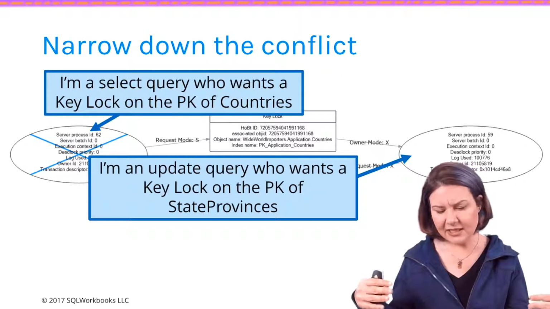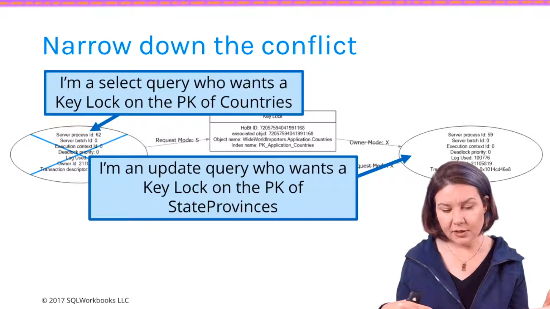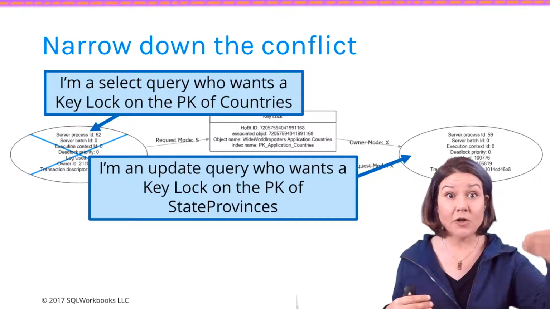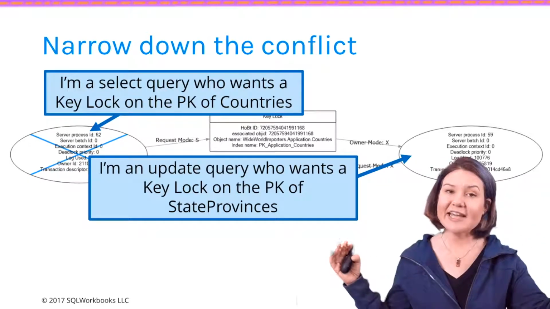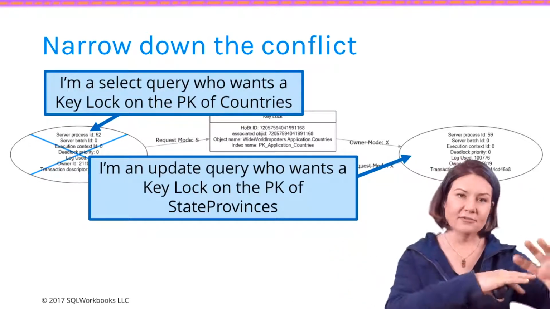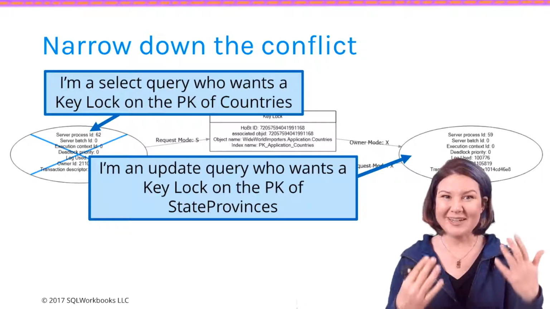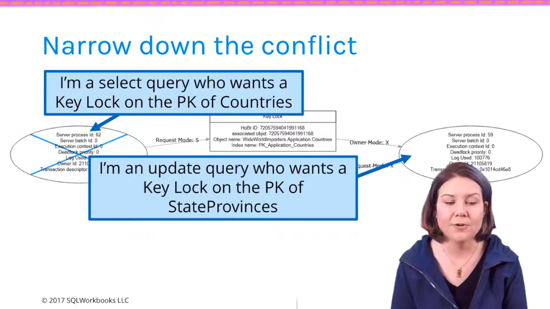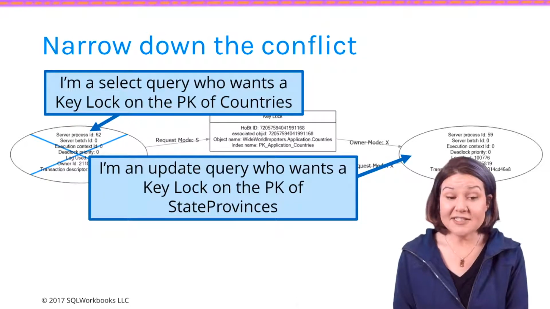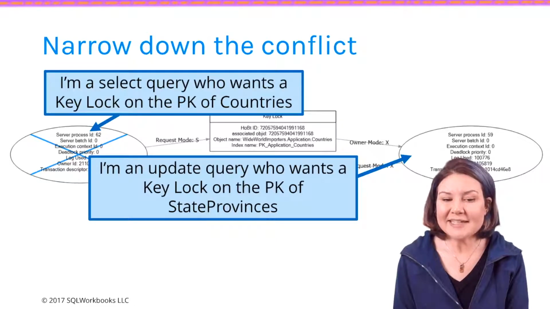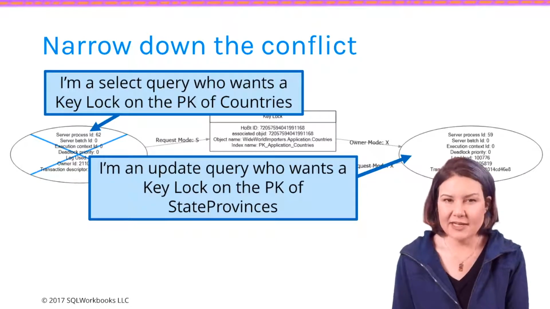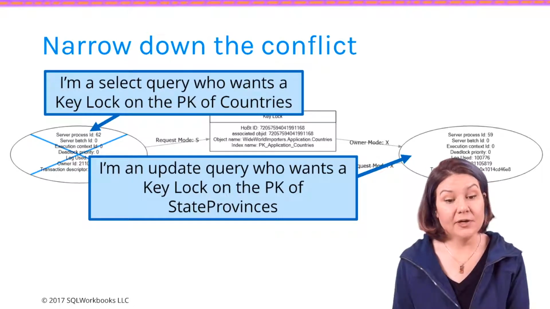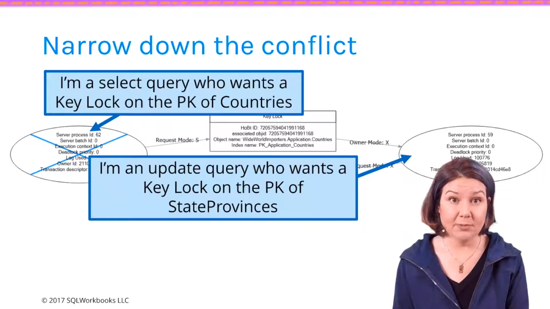Indexes, like I said, it's like two queries on a narrow road. My question is always, is there a way I can get one of these queries onto a different road so that they just pass one another by on roads that are near one another, but not the exact same index or the exact same road? Query on the left is that select query. It wants a key lock on the primary key of countries. That's what it's requesting. That's what it's blocked on. Query on the right is the update query who wants the key lock on the primary key of state provinces.